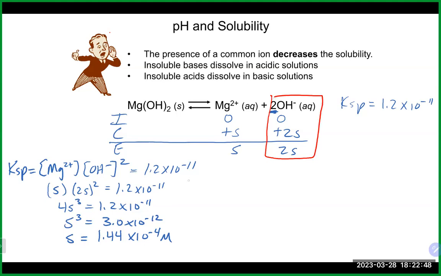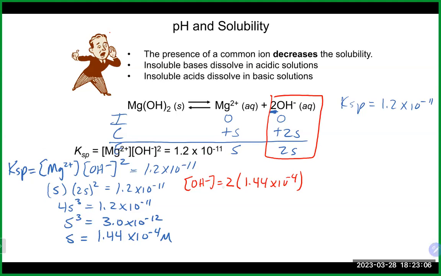So the concentration of hydroxide in this case would equal 2 times S, which would be 2 times 1.44 times 10 to the minus 4. That would give me an OH minus concentration of 2.88 times 10 to the minus 4.